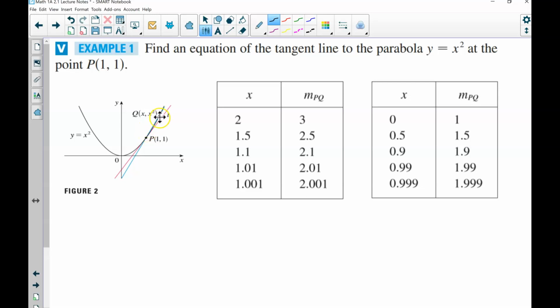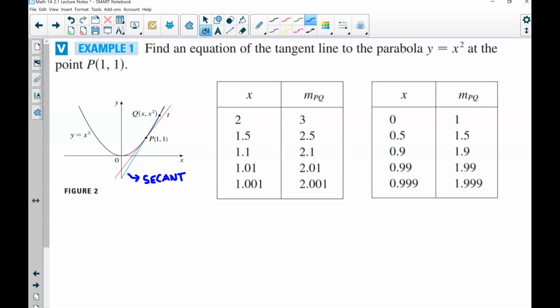Now the line PQ is called a secant line. So this blue line, and let me go ahead and represent that in the color blue, represents a secant line. That's from the Latin word secans, which means cutting. It is a line that cuts or intersects a curve more than once. So a secant is different than a tangent, because a tangent touches the curve at one point, whereas the secant touches it at more than one point.